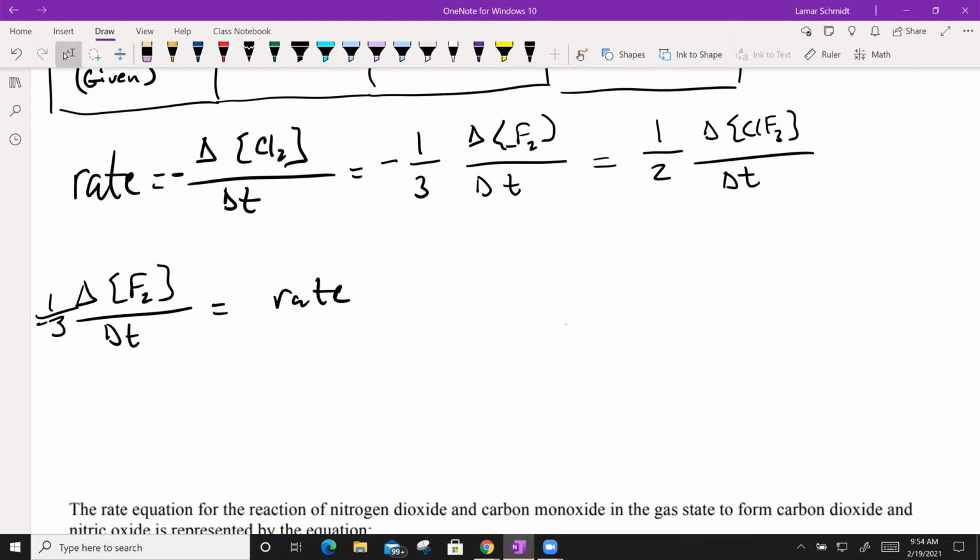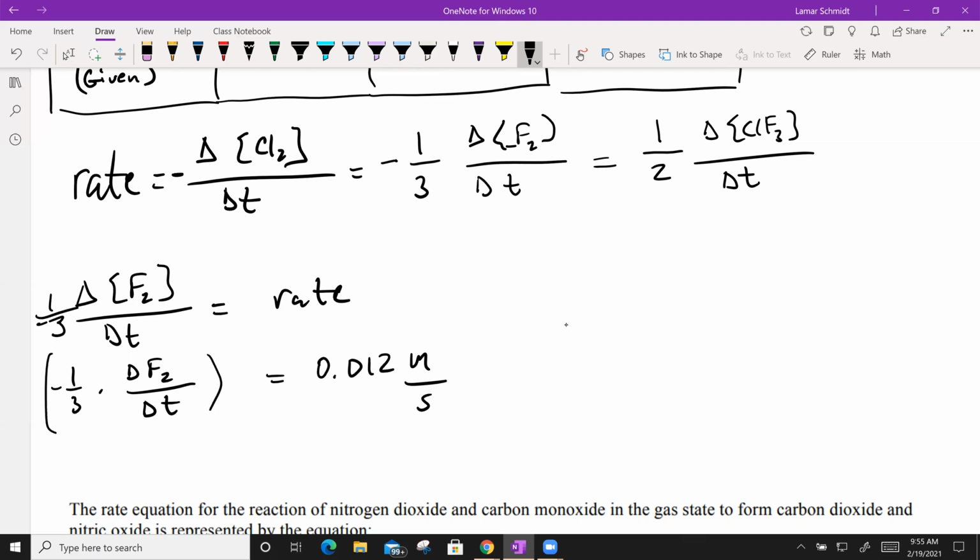So now we know that the rate is equal to 0.012 molar per second. And we know that we have negative 1/3 times the change in concentration of F2 divided by the change in time. Well, in order to get rid of this 1/3, we must multiply by the inverse of negative 1/3 on both sides, so it would be negative 3 over 1, which is, by the way, negative 3. And so you multiply by negative 3.